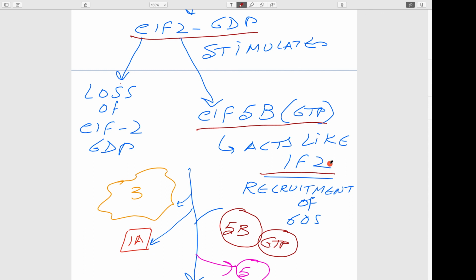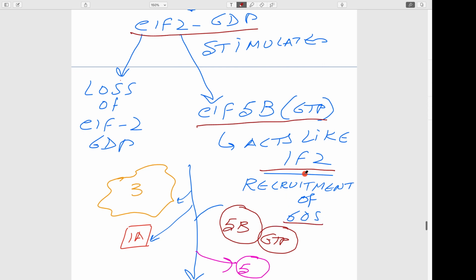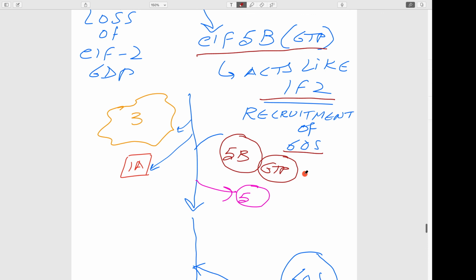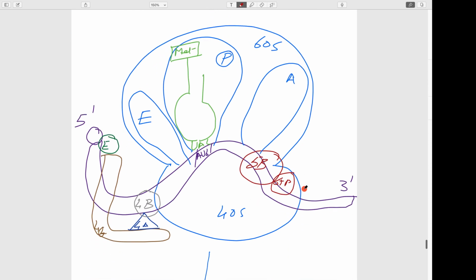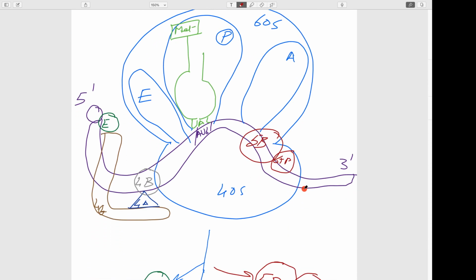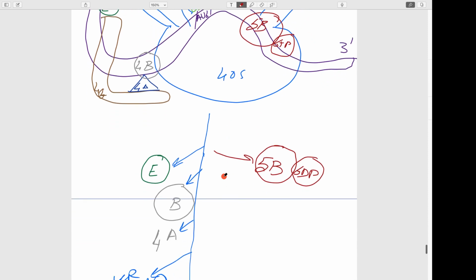It acts like IF2 in the prokaryotic system. IF2 in the prokaryotic system facilitates the binding of 50S and 30S, whereas eIF5B facilitates the binding of 60S and 40S. So before binding, factor 3 comes out, 1A comes out, and 5 comes out, and 5B GTP binds it. Okay, then 60S binding also takes place. In the next one, what happens here? After this binding, I have shown various factors, and 5B. So 5B GTP is converted to 5B GDP.